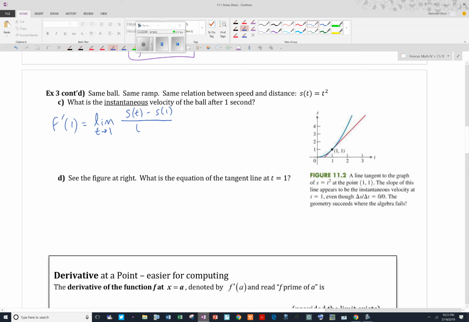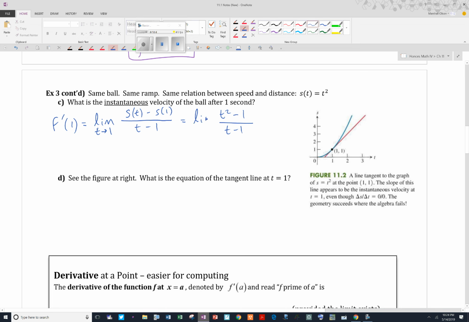So s of t is t squared. S of 1 means put 1 into the function. Well, that would give us 1. And our denominator is t minus 1. Okay, now just take a step back and realize that we are still just finding slope. Y minus y over x minus x. It just is with this limit. Oh, and I'm glad I said that because I just realized a mistake here. I haven't put the 1 in yet, so I still need that limit right here.